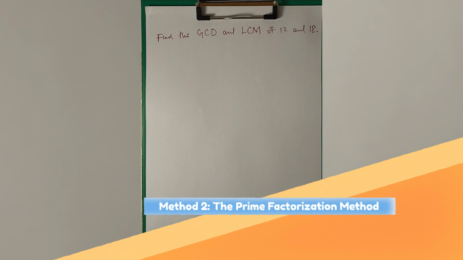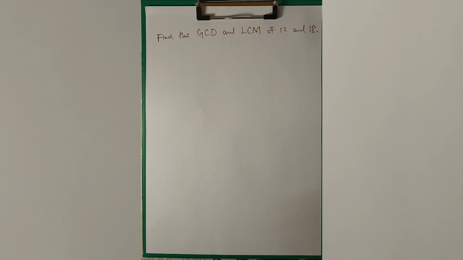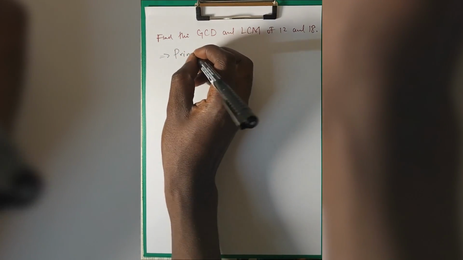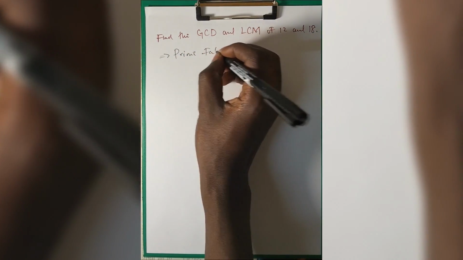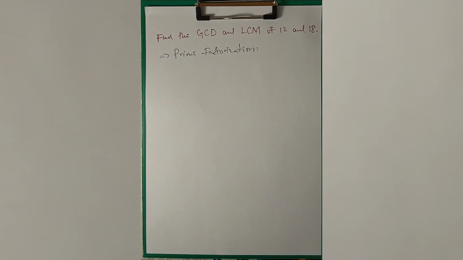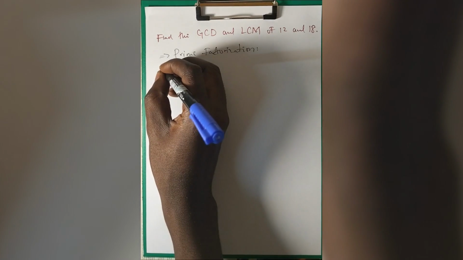Now that was the listing method, and the listing method is good for small numbers. The easiest one is prime factorization. In this case, let's find the prime factors of 12 and the prime factors of 18. How do we do it? So easy. Let's start with 12.